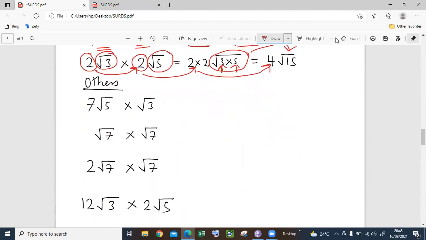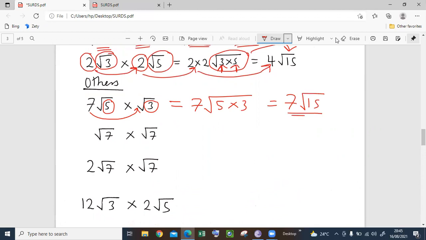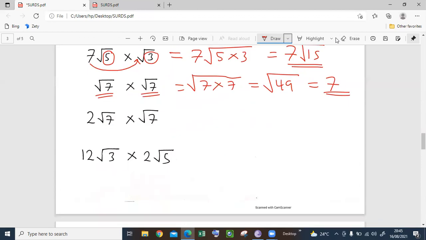So let's see other examples here. In this case here, 7 is multiplying 1, which will end up as 7. Then root of 5 times root of 3 will give me root of 5 times 3. And finally, I'll get 7 root 15. But look at this example here. I have similar surds. So if I keep them under root, it will be 7 times 7, which will give us 49. And we know square root of 49 is 7. And this will conclude that the radical is over.